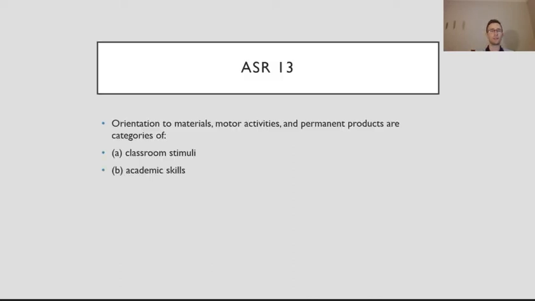Alright, let's do some ASRs. ASR 13. Orientation to materials, motor activities, and permanent products are categories of A, classroom stimuli, or B, academic skills. A couple more seconds. Alright, I'll close the poll. And the answer here is B. These are categories of academic skills.